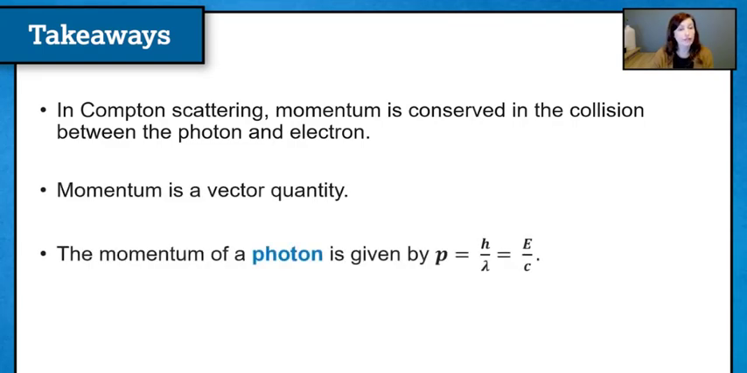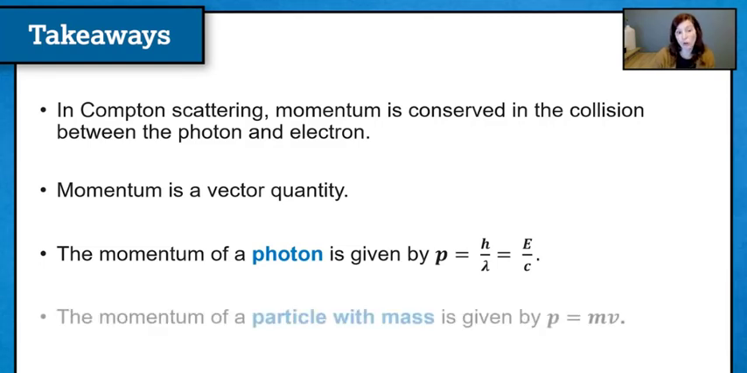And the momentum of a photon is given by P equals h over lambda or E over c. And the momentum of a particle with mass, like our electron, is still mass times velocity.